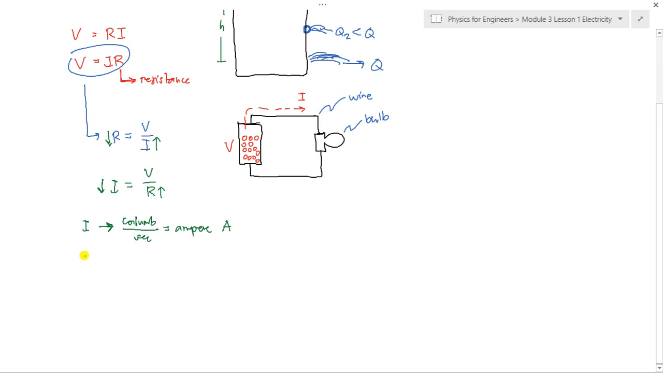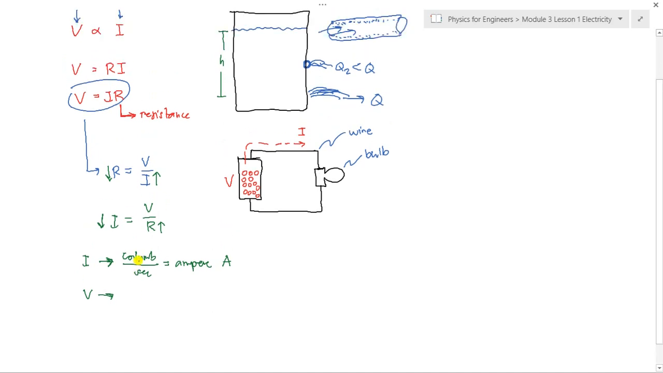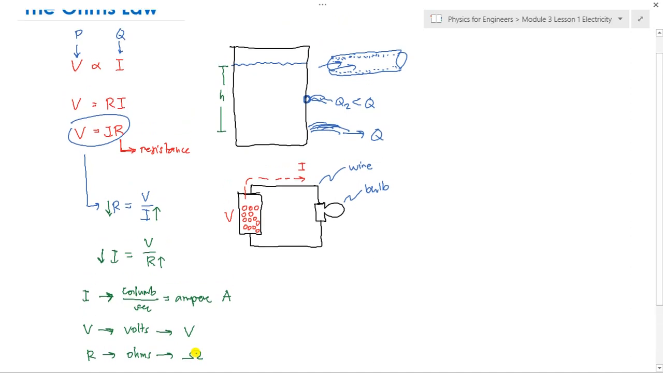And then the unit of voltage, any idea what it is? Still none. The unit of voltage is volts, and it is abbreviated as capital letter V. And then for resistance, the unit is ohms, and it is abbreviated as omega. Okay, so remember that. So again, voltage equals IR.